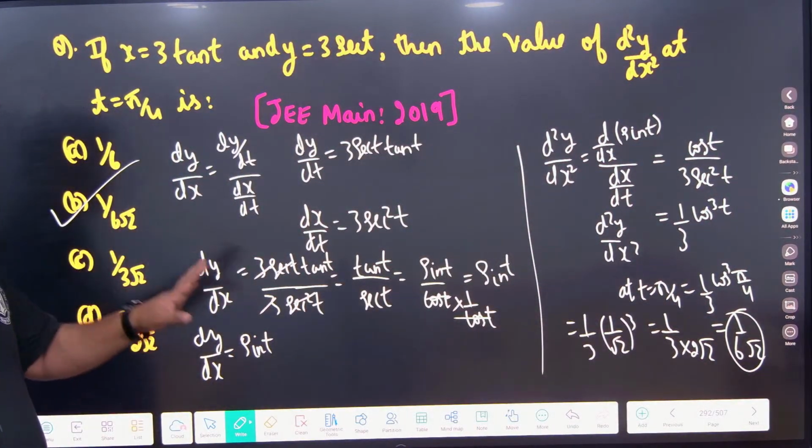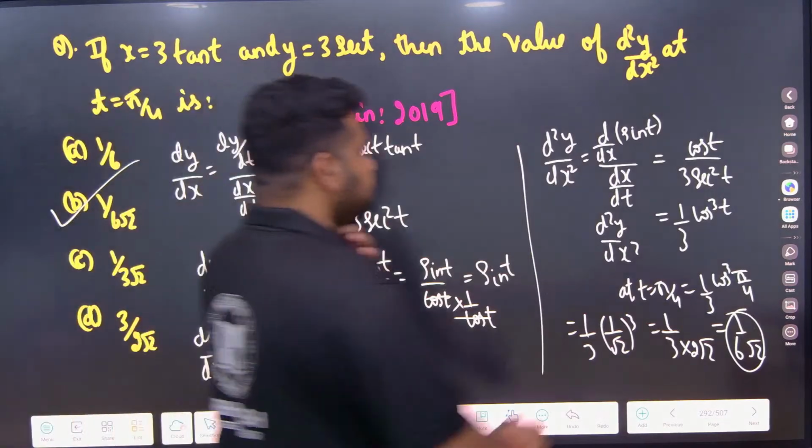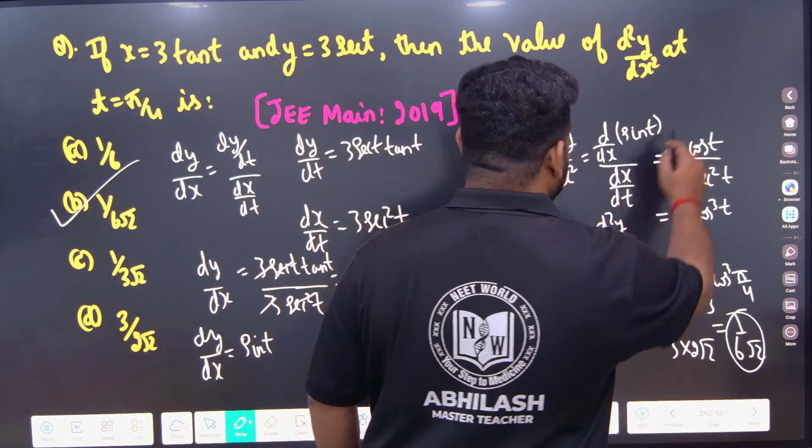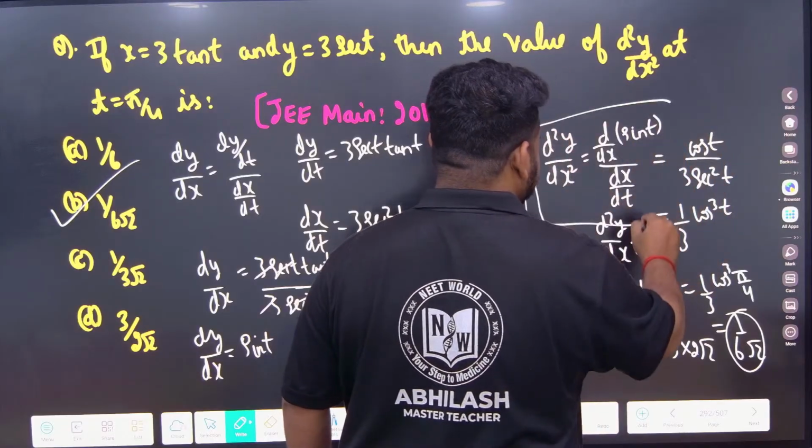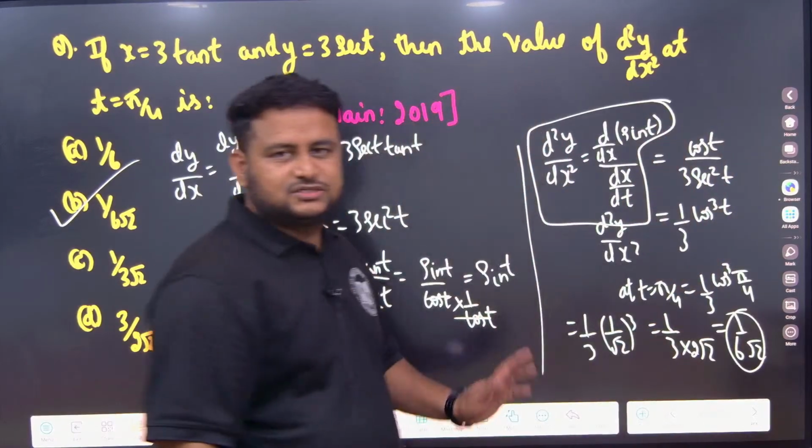So a very simple question. This is how we can solve it. Here you should be careful; this is the step you must be careful with. Clear, friends? This is how we can solve this question.